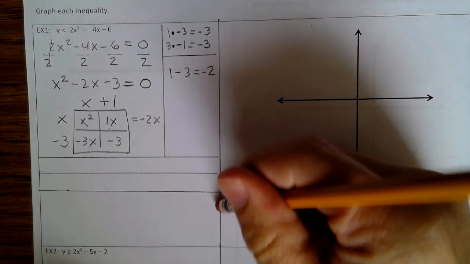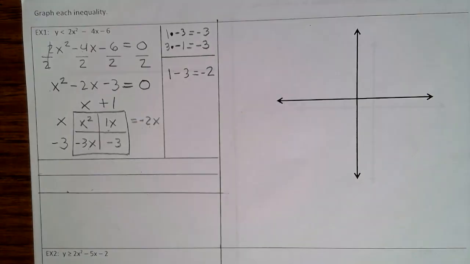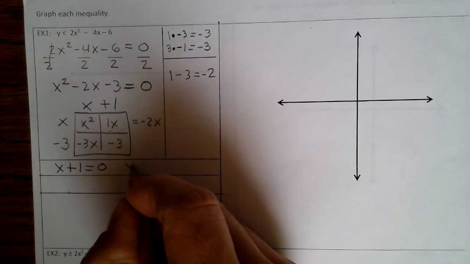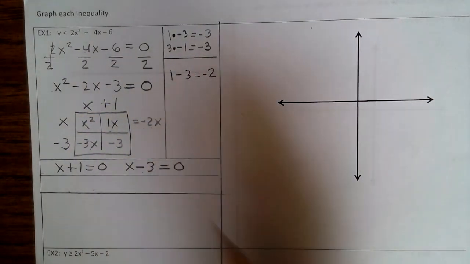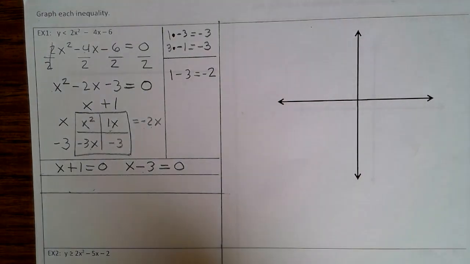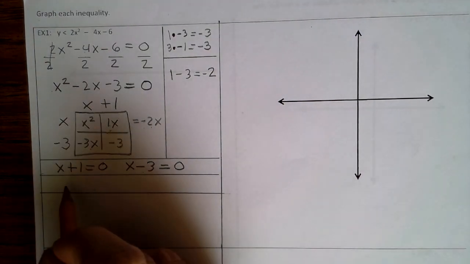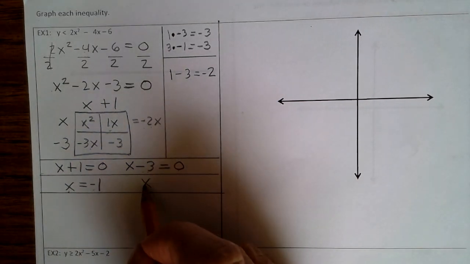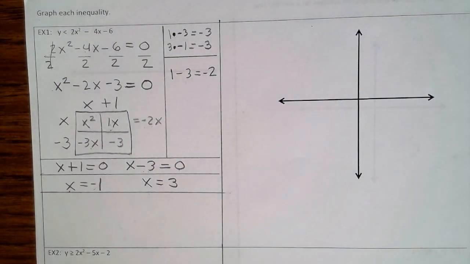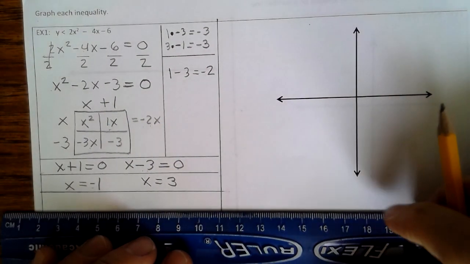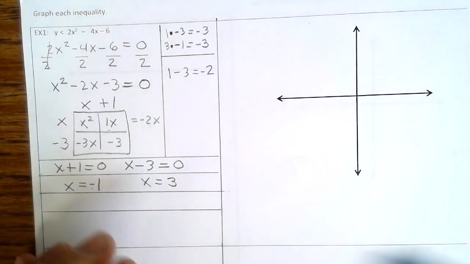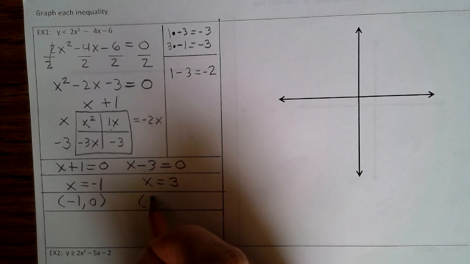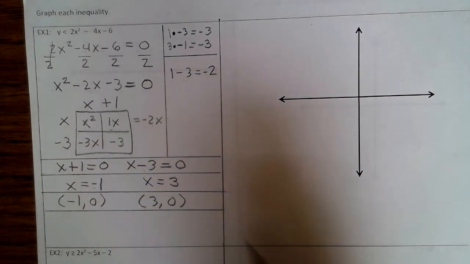Okay, so now we need to set x plus 1 equal to 0 and x minus 3 equal to 0. Now we're going to subtract 1 from both sides, so x equals negative 1. And we're going to add 3 to both sides, so x equals 3. Now, since those are the x-intercepts or zeros, the points are negative 1, comma 0, and 3, comma 0.